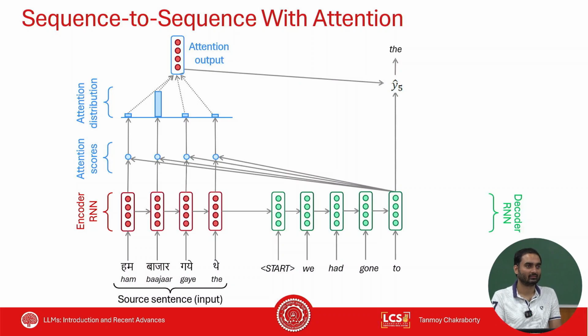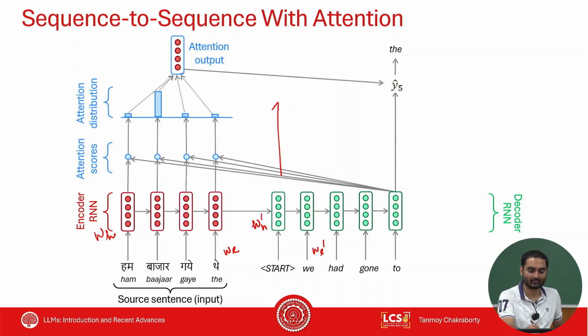What are the parameters here? The parameters are the same: WH, WE, WH dash, WE dash, and here U. That's all. There is no U here. Attention score, attention distribution, there is no U here. So this is vanilla attention. Of course, there are modified versions of attention I will discuss, but this is the vanilla attention.